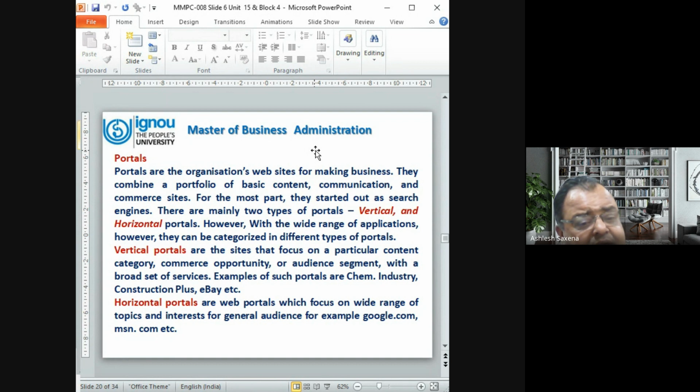Vertical portals are the sites that focus on a particular content, category, commerce opportunity, or audience segment with a broad set of services. Examples of such portals are chemical industry, construction plus, eBay, etc. And horizontal portals are web portals which focus on a wide range of topics and interests for a general audience. For example, google.com, msn.com.